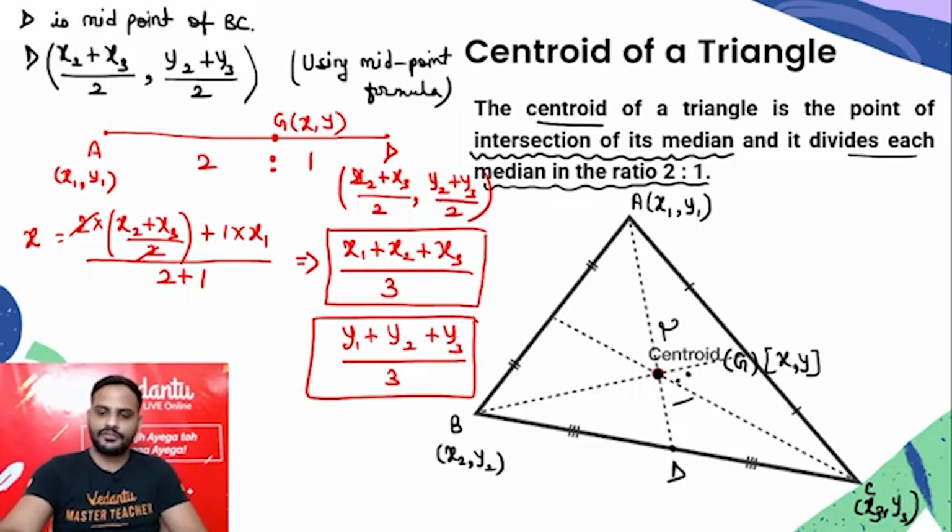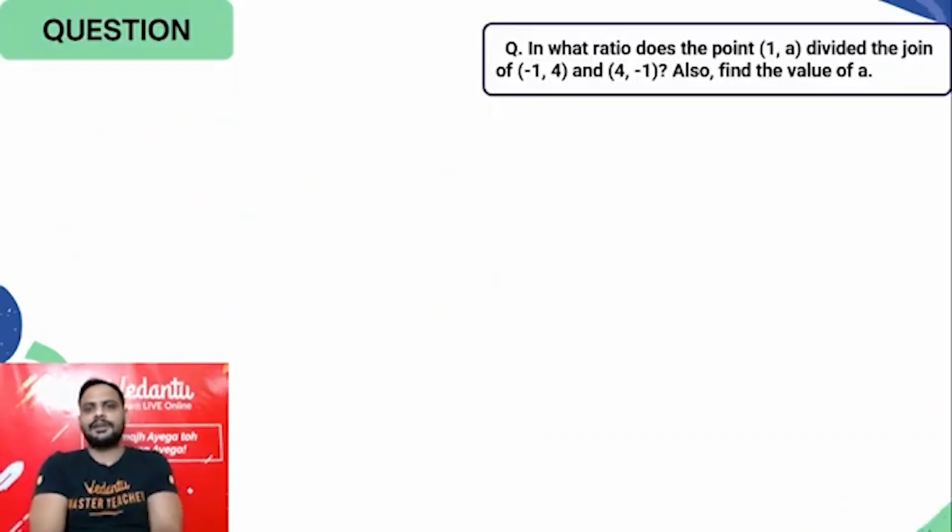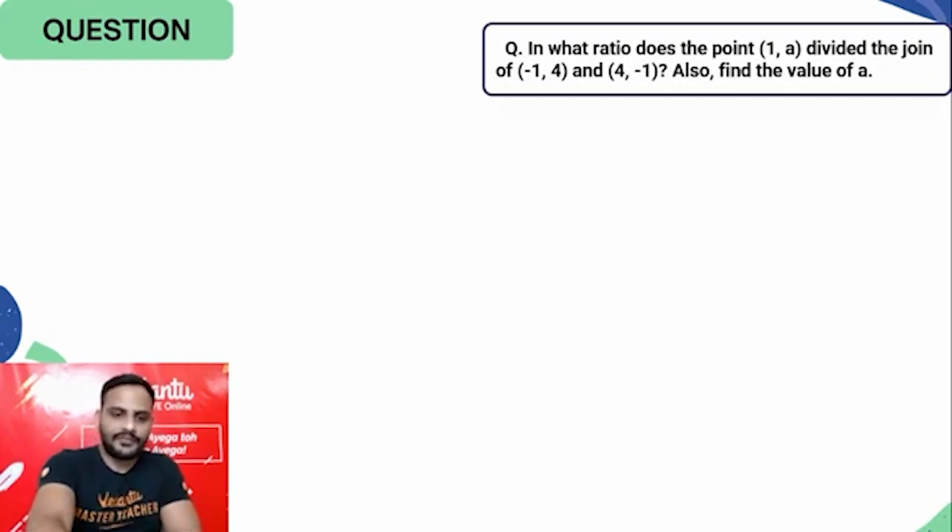Let's move ahead to some questions. Question number 1, let's see what it says. In what ratio does the point 1 comma a divide the join of minus 1 comma 4 and 4 comma minus 1? Also find the value of a.